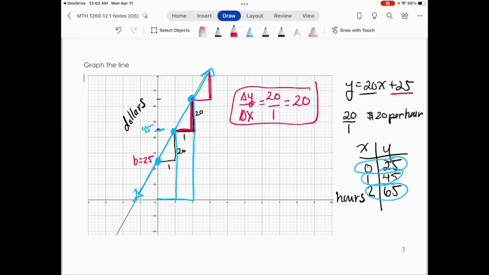So you should be able to identify that from the graph, and you should also be able to identify your y-intercept by looking to see where it crosses the y-axis. In this case, my b is 25, because it crosses the y-axis at 25. So you should be able to identify those two things when you're given the graph, as well as draw the graph.